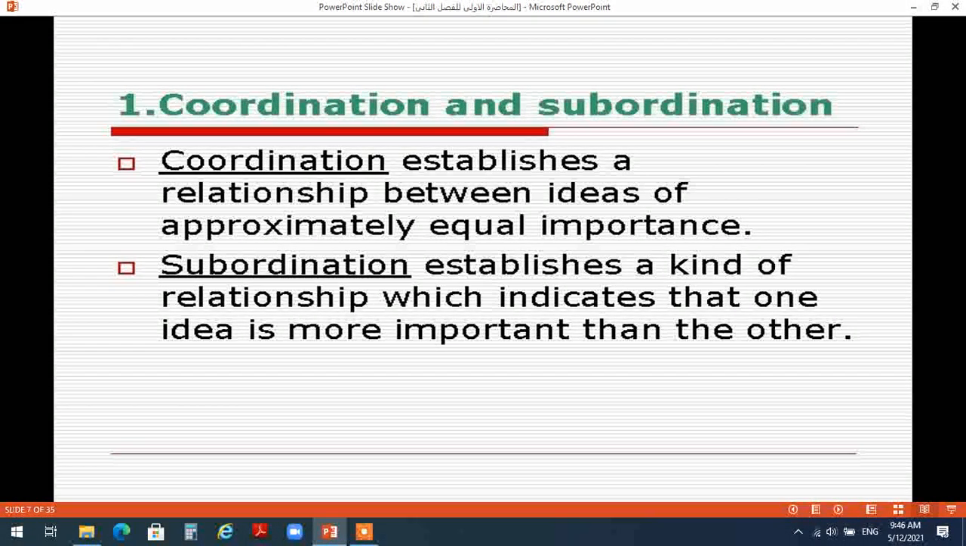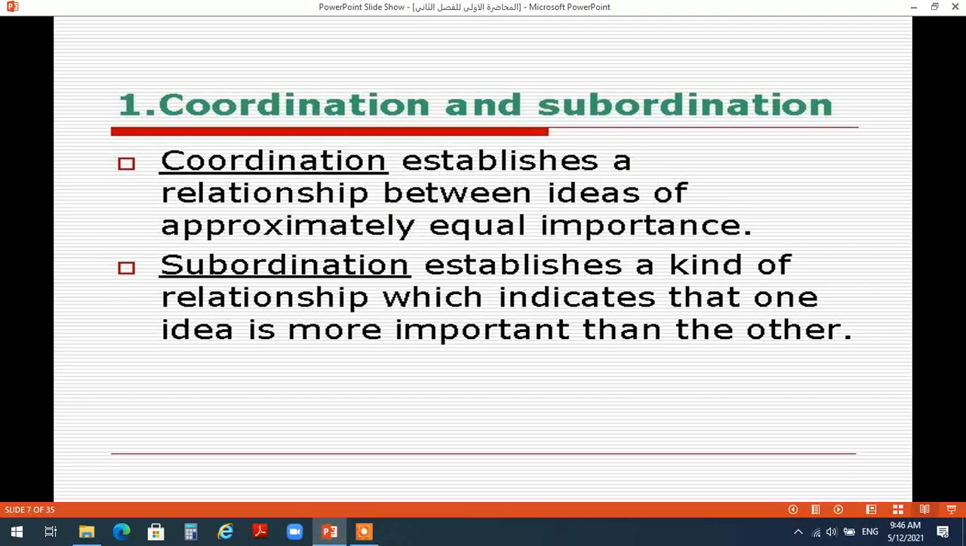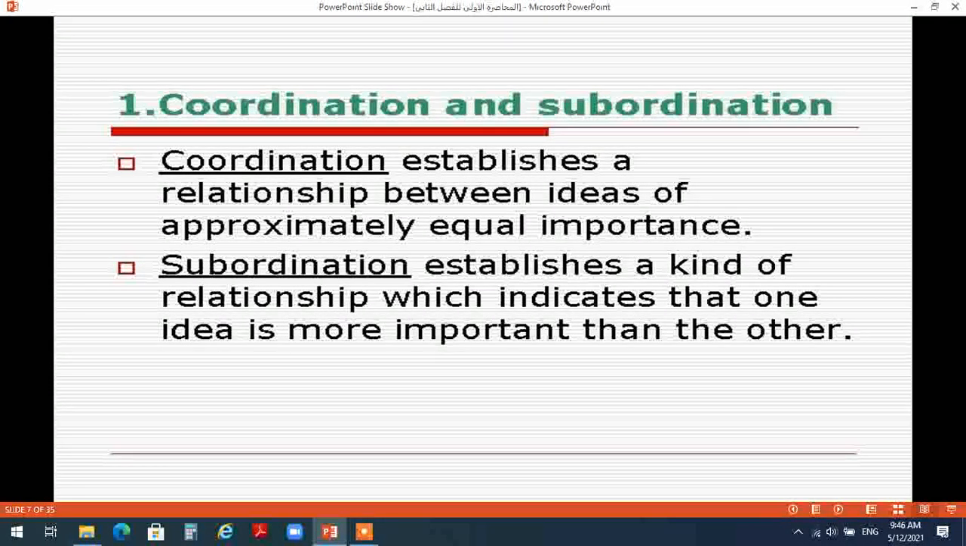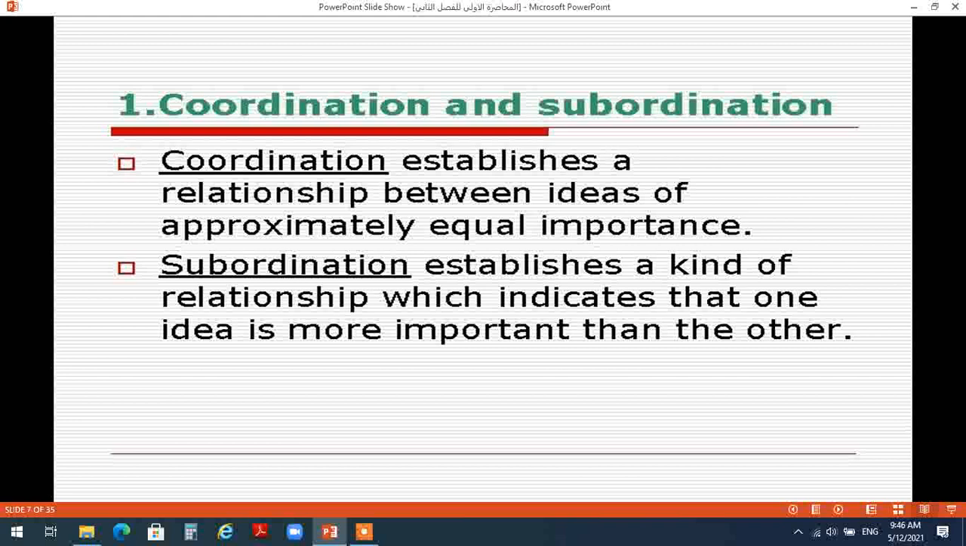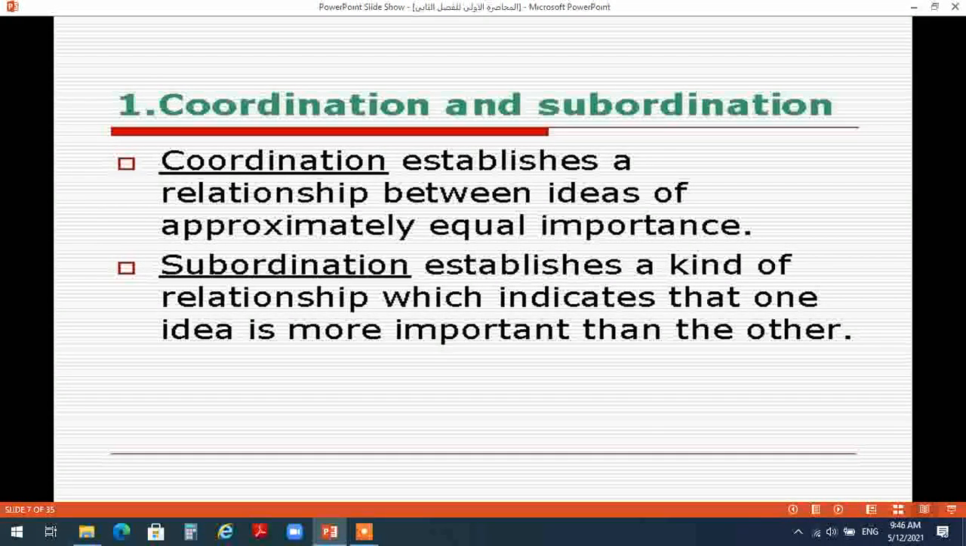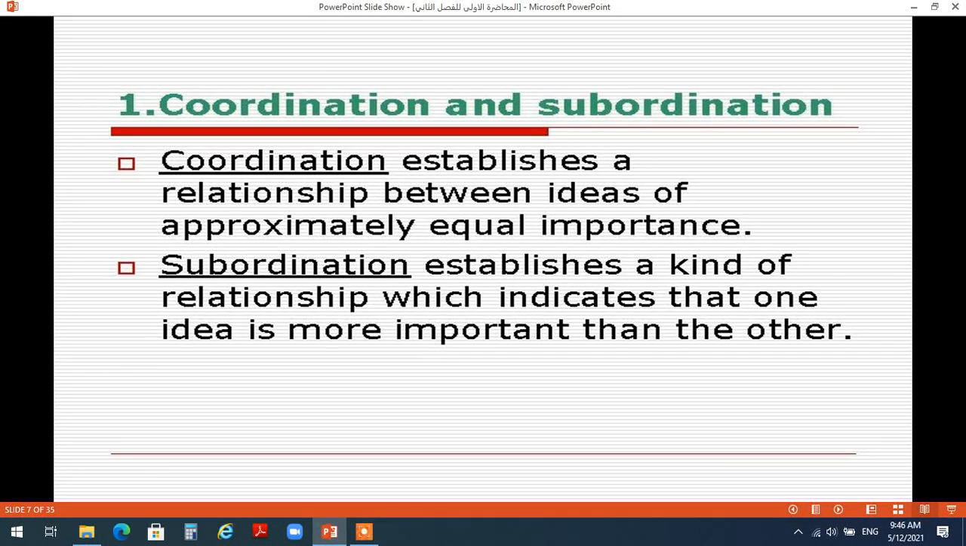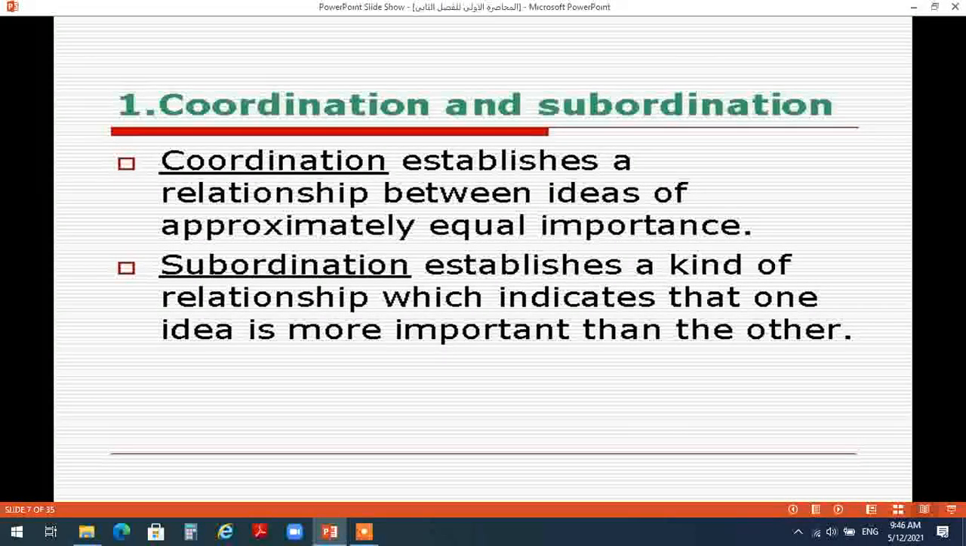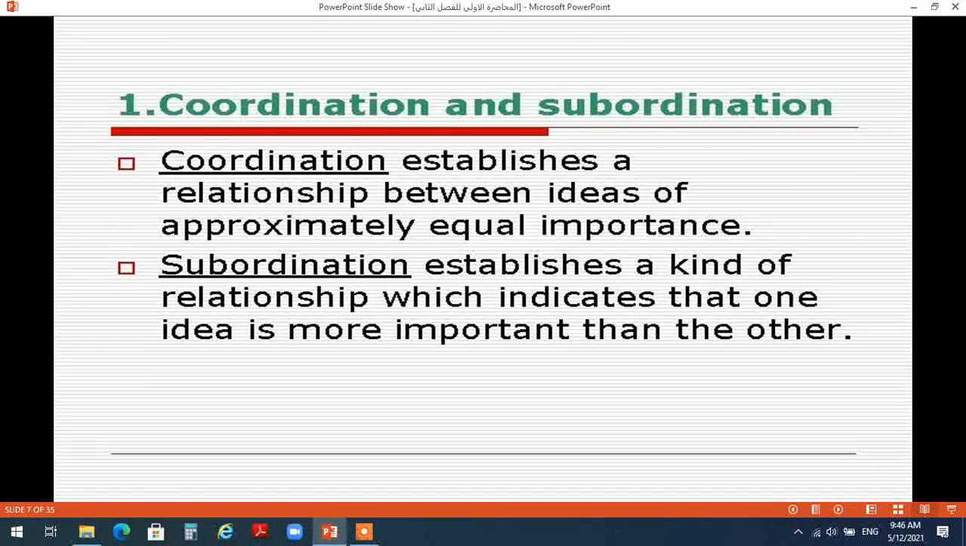That's why we say that subordination establishes a kind of relationship which indicates that one idea is more important than the other. إذن when we have subordination, we don't have equal importance of the two phrases or clauses that are being linked.